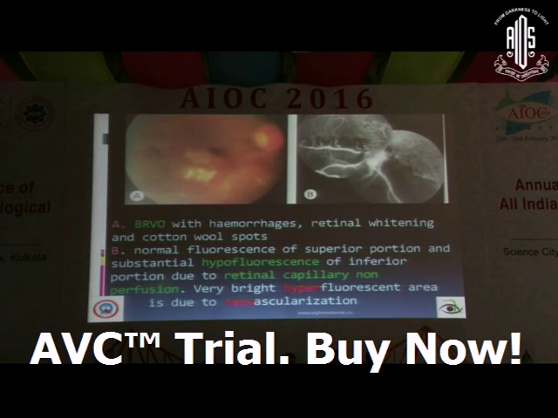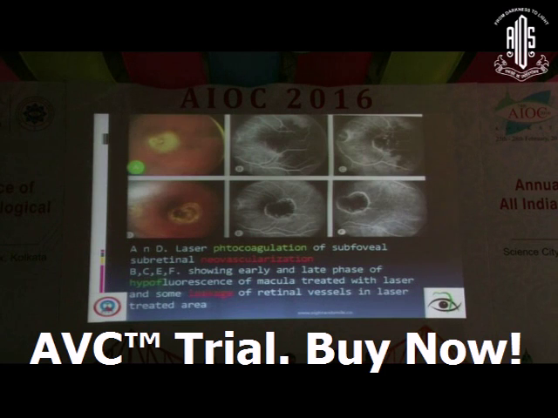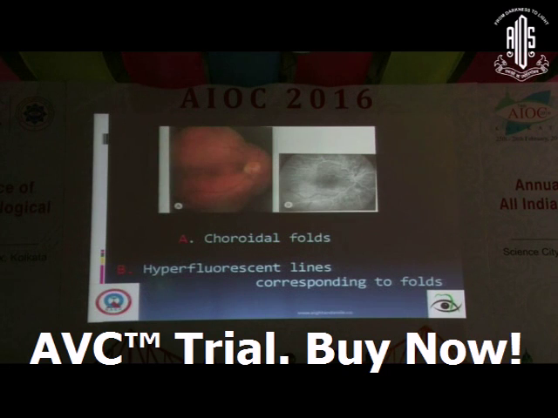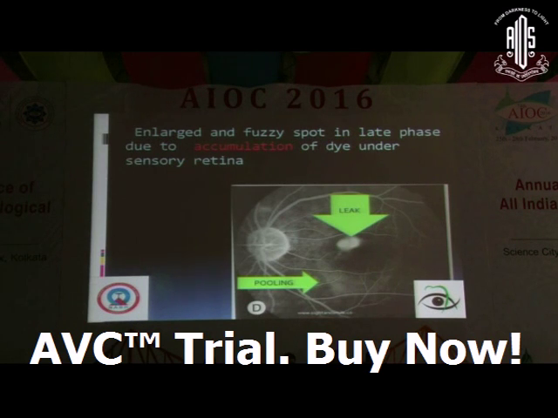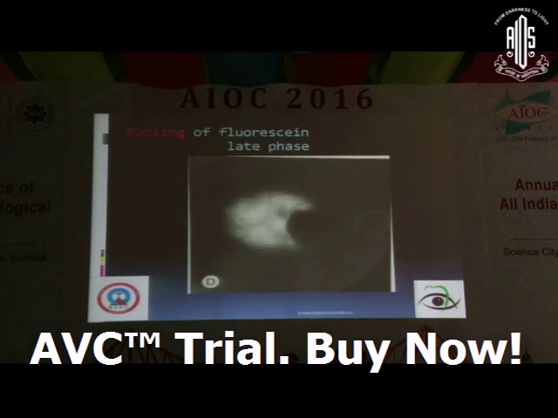Very bright hyperfluorescent areas due to neovascularization. A and D show laser photocoagulation of subfoveal subretinal neovascularization. B, C, E, F show early and late phases of hyperfluorescence of the macula treated with laser, with some leakage of the retinal vessels in the laser-treated area. Choroidal folds show hyperfluorescent lines corresponding to the folds. Enlarged and fuzzy spots in the late phase are due to accumulation of dye under the sensory retina, showing leakage and pooling of the fluorescein in the late phase.